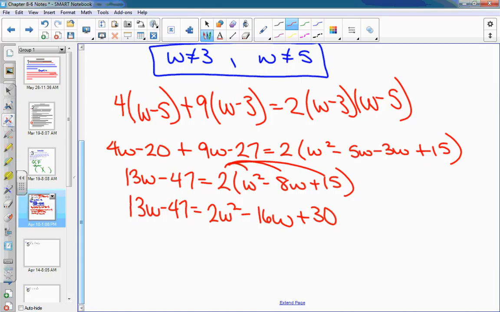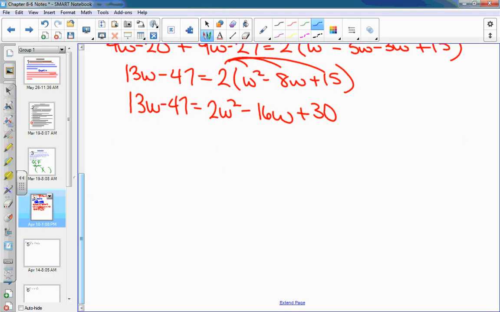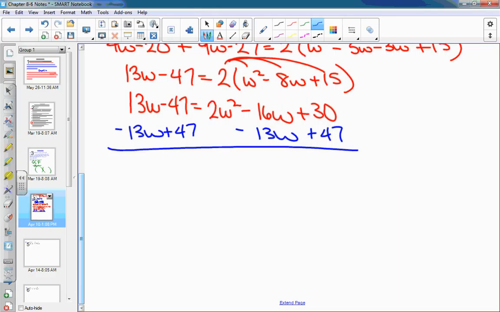Now, just like we did whenever we were solving equations, we set everything equal to what? 0. So if I'm setting everything equal to 0, what that means is I'm going to subtract 13W from both sides, and I'm going to add 47 to both sides. Does everyone see that, yes or no? So these are going to cancel out on the left-hand side, and I have 0. I drop down the 2W squared. This is going to give me minus 29W plus a 77.